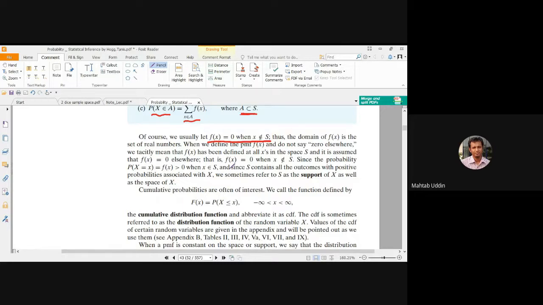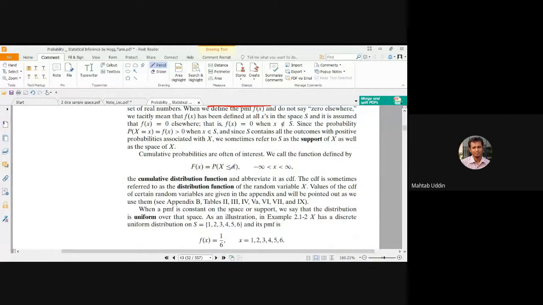Now another thing. Cumulative probability distribution or cumulative distribution function. What is the cumulative? Is there anyone who knows the meaning of cumulative?